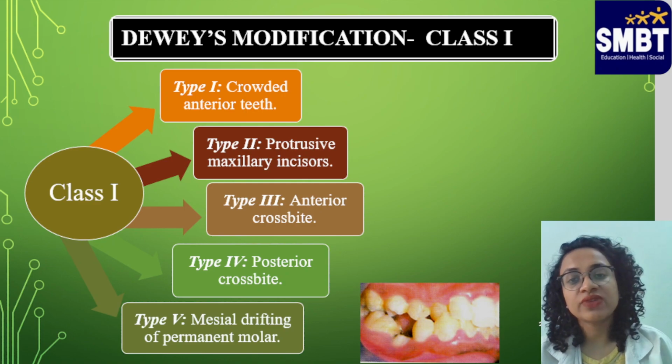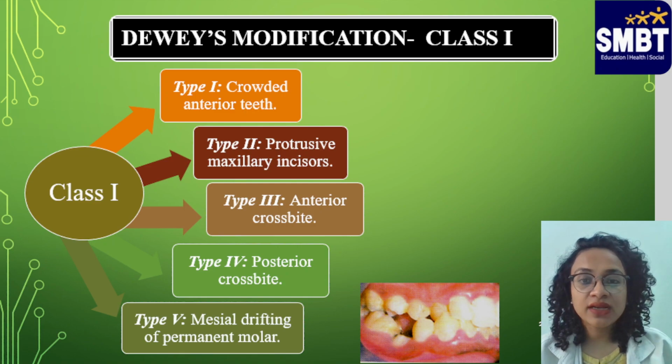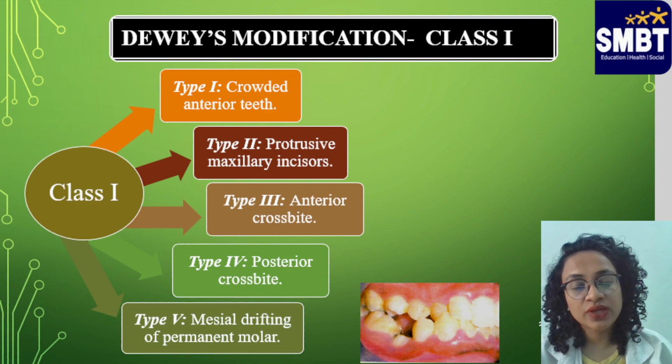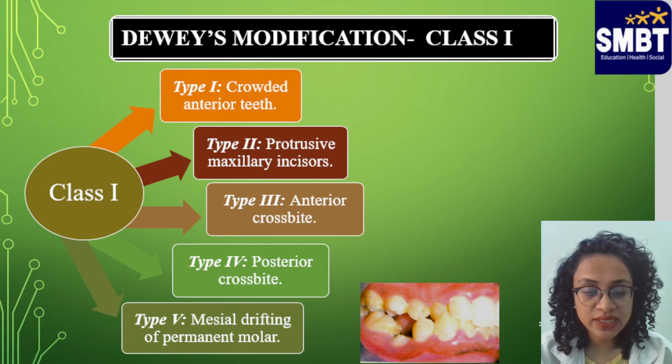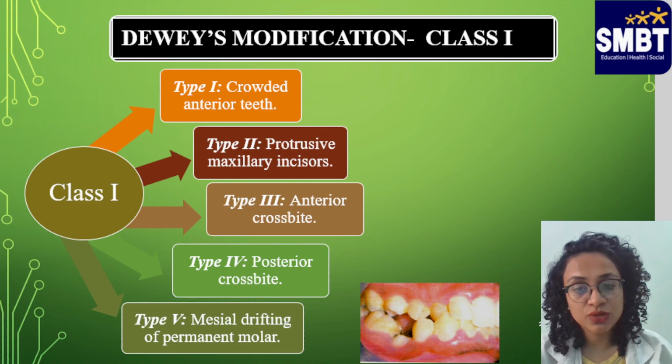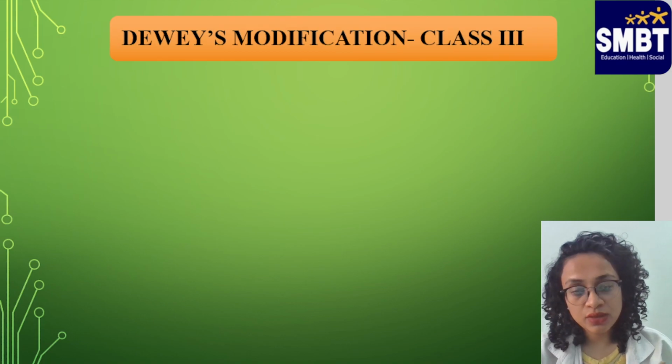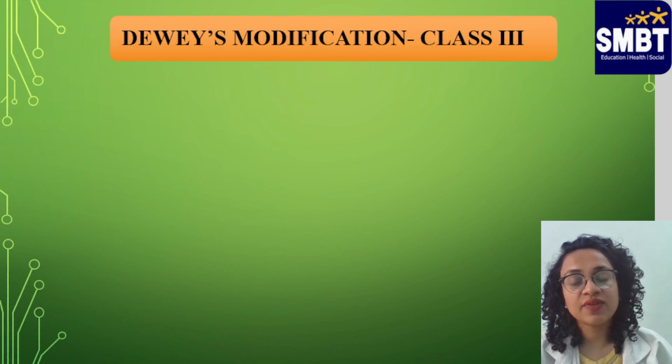So that is Dewey modification of Engel's classification of malocclusion in class 1. I repeat again, in class 1, there are 5 Dewey modifications. They are type 1, type 2, type 3, type 4 and type 5. Type 1 is when you have a class 1 malocclusion with crowded anterior teeth. Type 2 is when you have a class 1 malocclusion with protrusive maxillary incisors. Type 3 is when you have an Engel's class 1 malocclusion with anterior crossbite. Type 4 is when you have an Engel's class 1 malocclusion with posterior crossbite, and type 5 is when you have an Engel's class 1 malocclusion with mesial drifting of permanent molar. Now, as I already told you, Engel's class 2 malocclusion does not have any Dewey modifications.